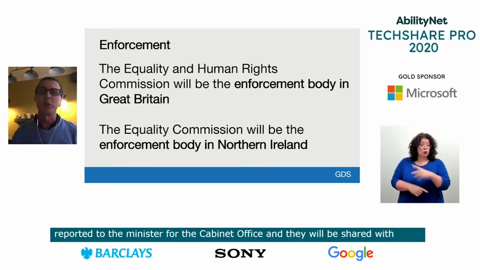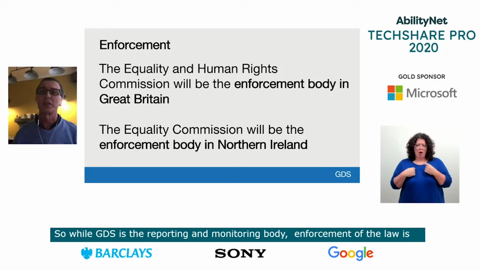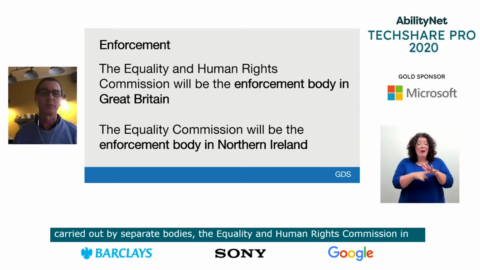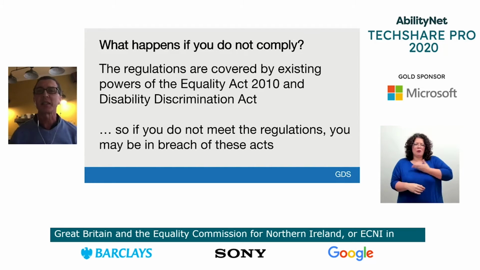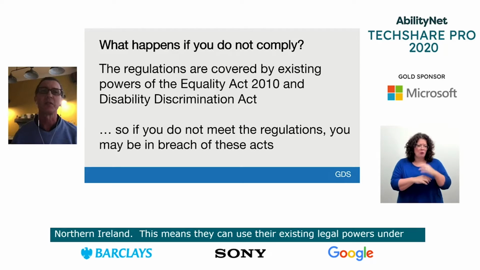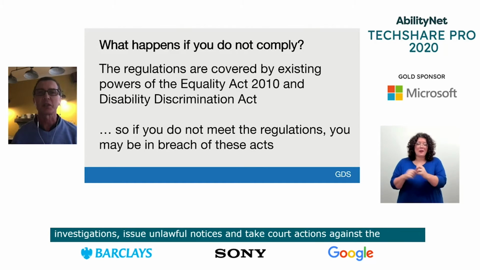So while GDS is the reporting and monitoring body, enforcement of the law is carried out by separate bodies, which are the Equality and Human Rights Commission in Great Britain and the Equality Commission for Northern Ireland, or ECNI, in Northern Ireland. This means they can use their existing legal powers under the Equality Act 2010 and the Disability Discrimination Act 1995 to launch investigations, issue unlawful act notices, and take court action against offending organisations. So that's if organisations don't comply and if they don't cooperate with reports and things like that to actually improve.